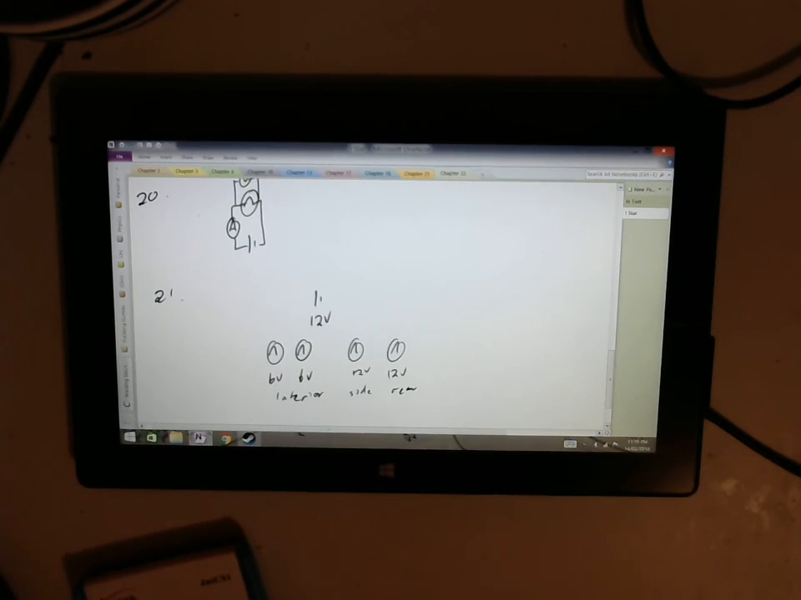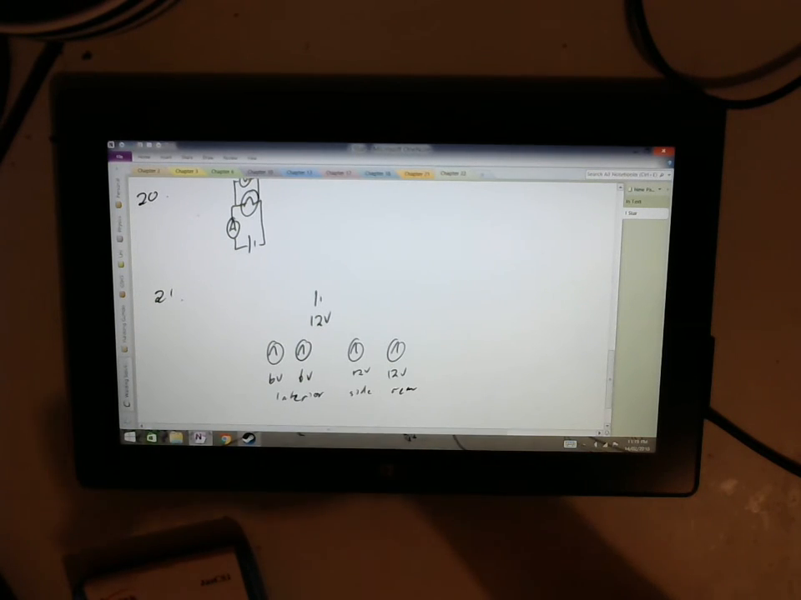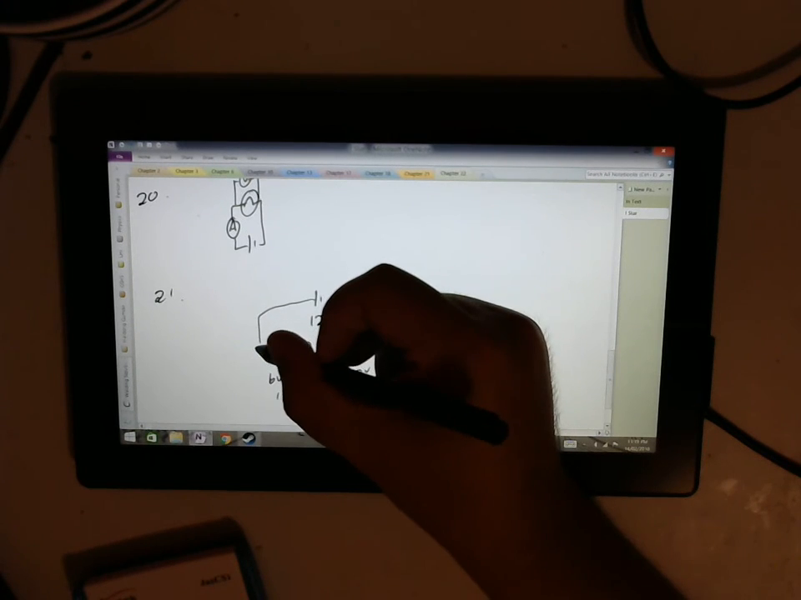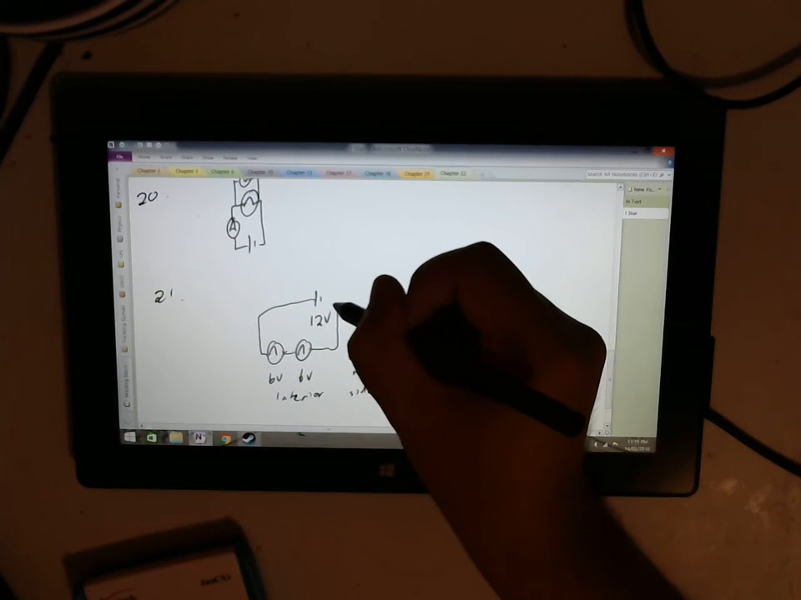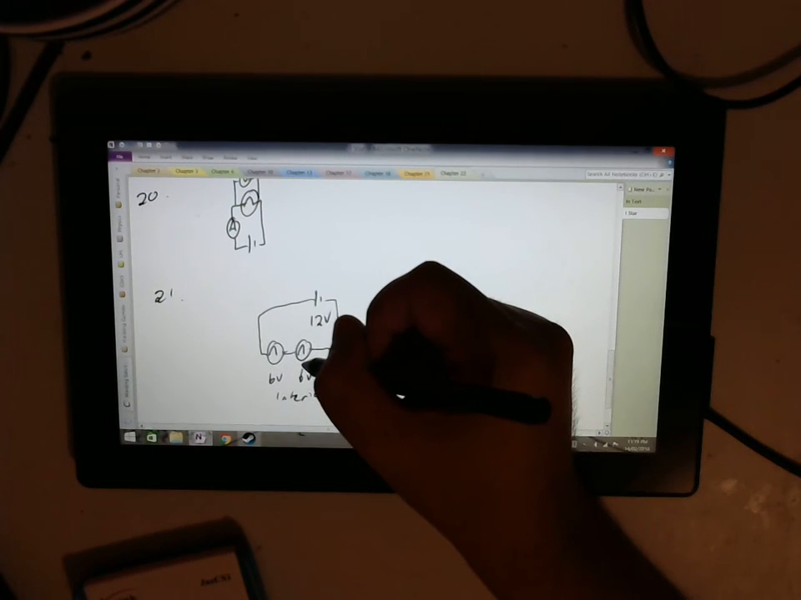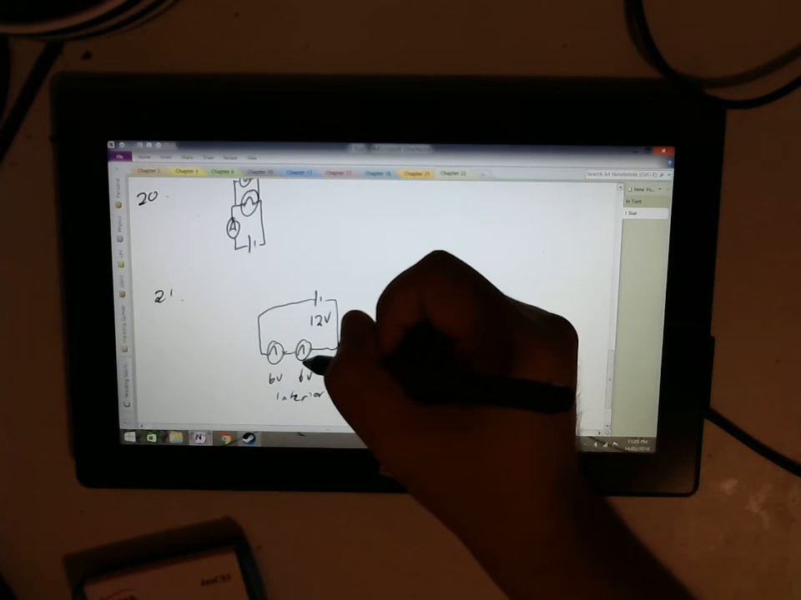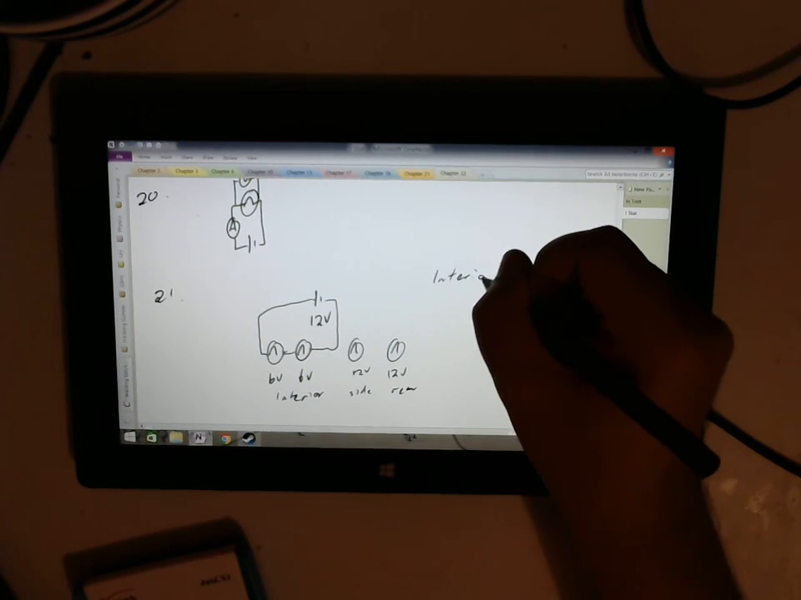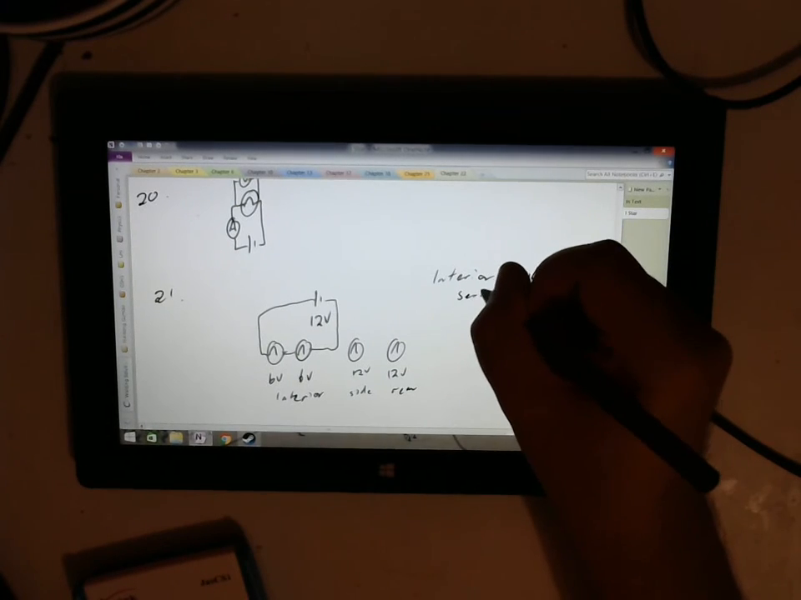Okay, so think about this. It's got to leave the battery, come back to the battery. When it gives off, it has to add up to 12. So if I leave here, I go to here, 6, 6, 6, back. 6 volts, 6 volts, that's 12 volts. Gives 12 volts, uses 12 volts. That could work. Okay, so these 2 bulbs, the interior lights, in series.